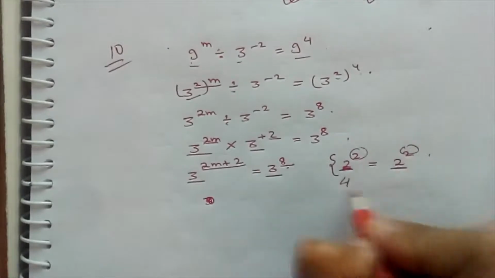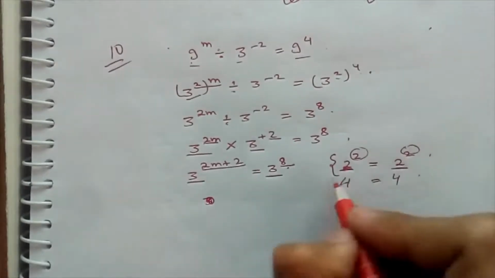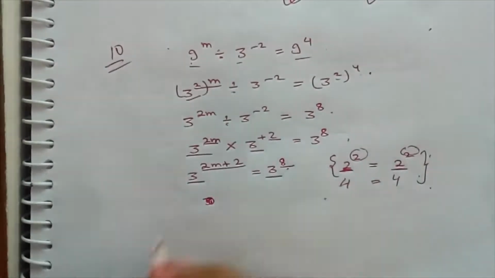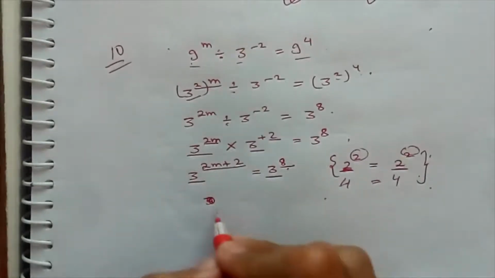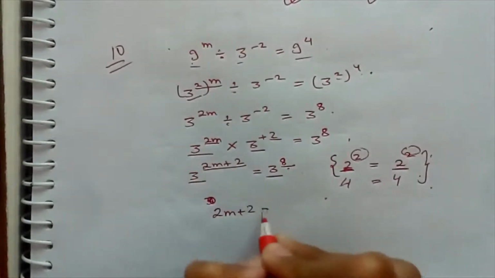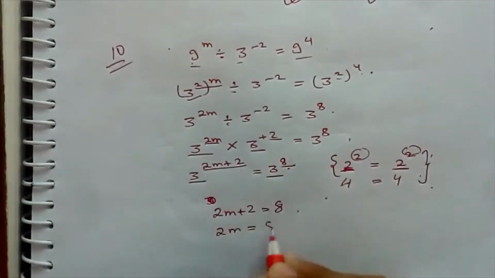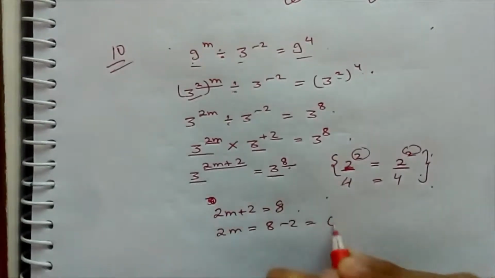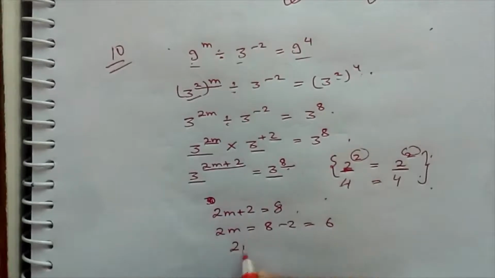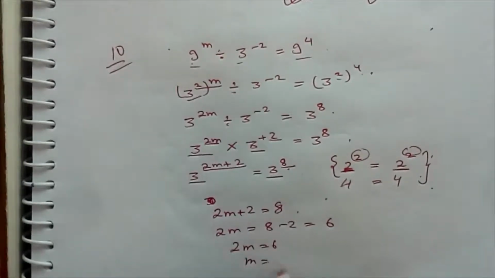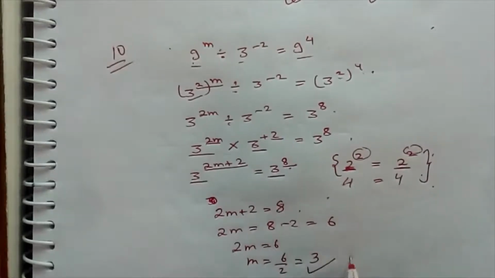It will be 4 to the power 4. Okay, 4 equal to 4. Okay, it's just an example to understand it. So 2m plus 2 will be equal to 8, and then 2m is equal to 8 minus 2 is equal to 6. 2m is equal to 6, m is equal to 6 by 2, that is equal to 3. 3 is the correct answer.